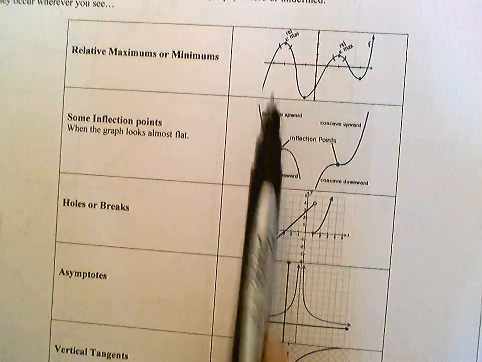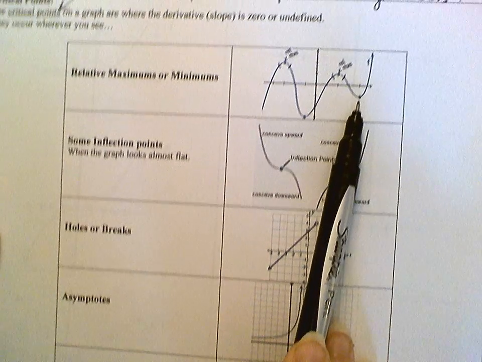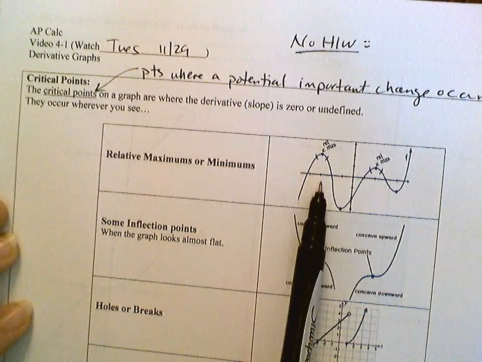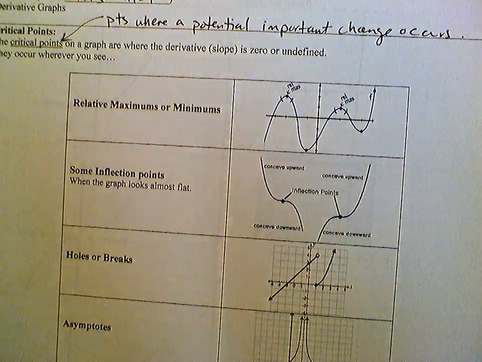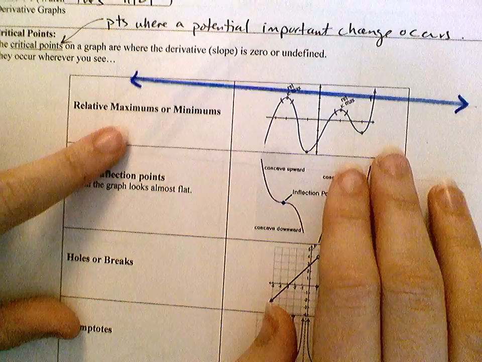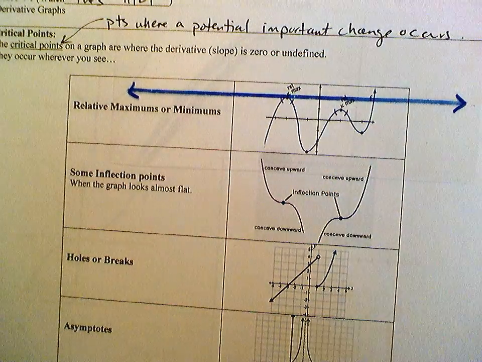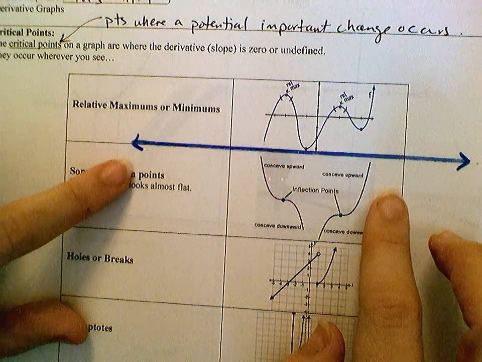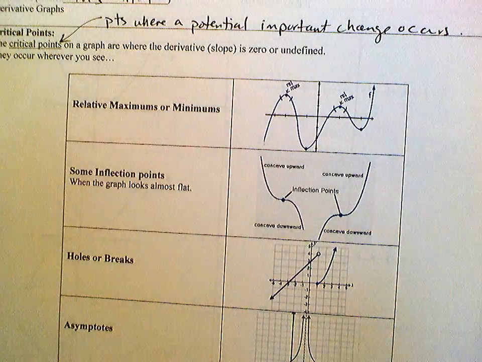Okay, so the reason why these points, or their x values, would be critical points is because that's where the derivative is 0. I'm going to be using this transparency a lot, so if you have it on you, you should maybe use it with me. The derivative there, the slope, is 0. Same thing for the other ones. So that's why those would be critical points.